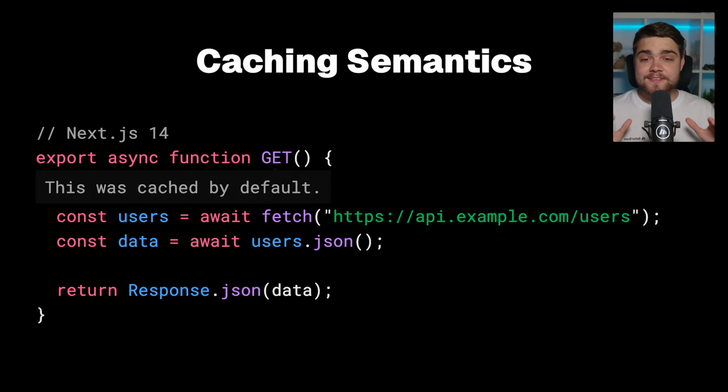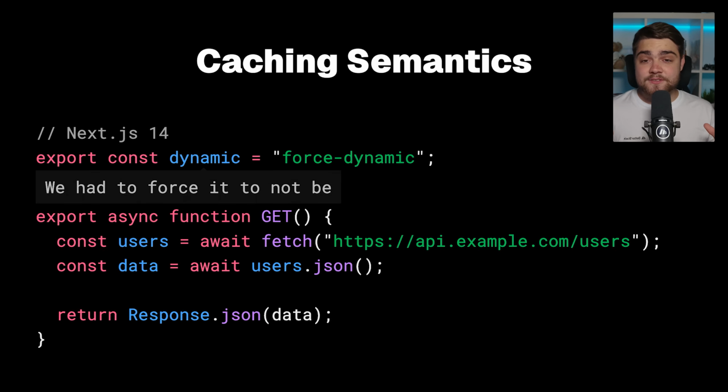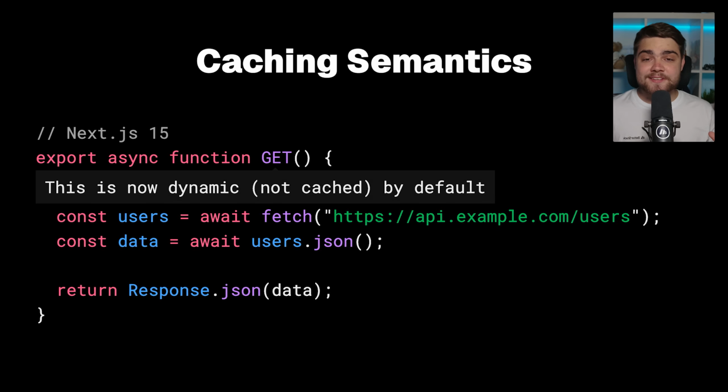So in Next.js 14, in this route here, this would have been cached by default. So on the first request, the data is fetched from the example.com endpoint and is cached, and then on second and subsequent requests, the cached data would be served. You could find a way to get this to be dynamic if you wanted to by doing force dynamic. This is essentially all reversed in Next.js 15.